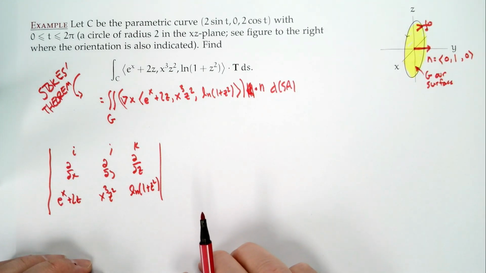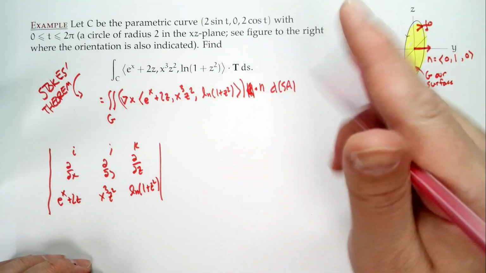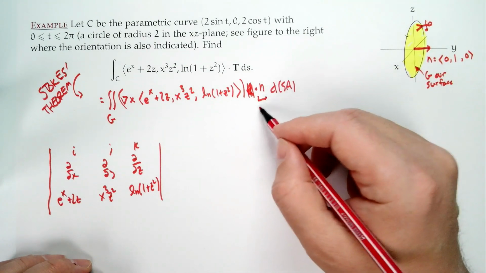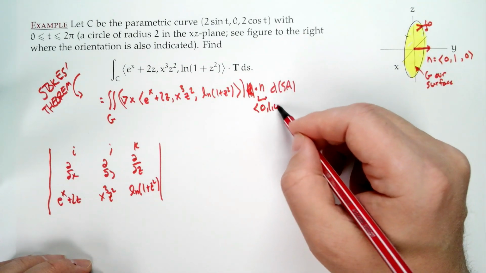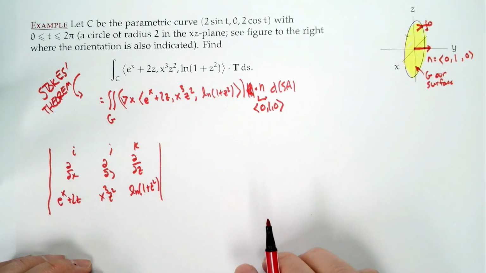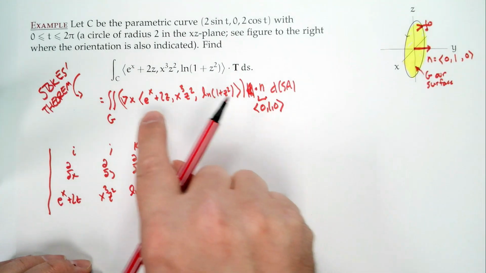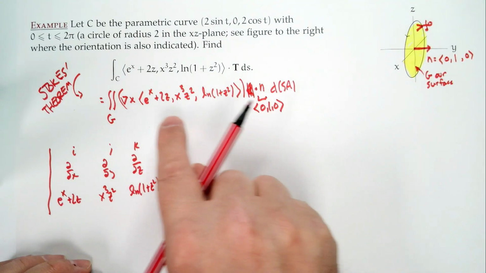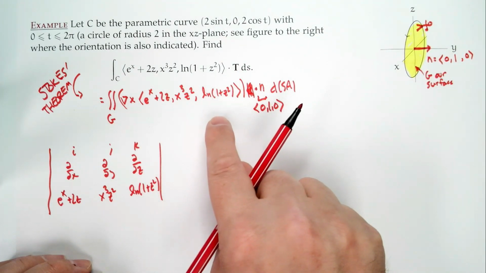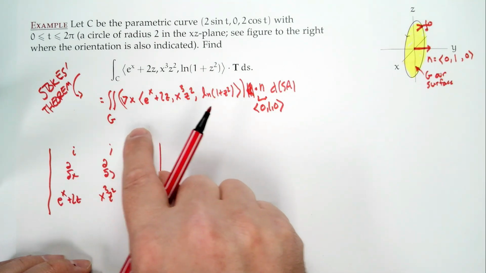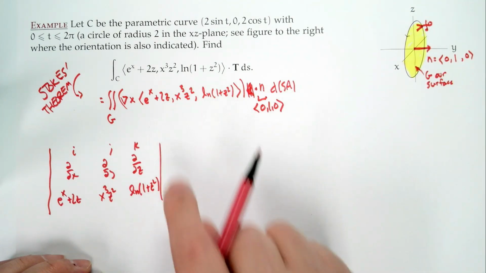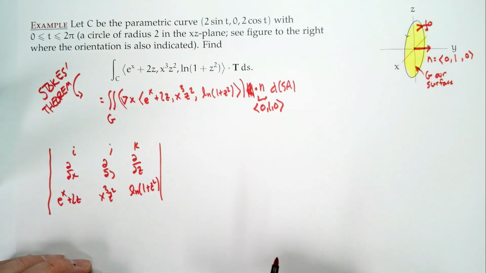Now, we could save ourselves a lot of time and say, you know what, this n, it's not just anything, it's 0, 1, 0. Which tells us I only care about the middle entry, because this curl is going to have 3 entries: the first, middle, last. It doesn't matter what the first entry is, doesn't matter what the last entry is, only what the middle entry is. I won't do that, but you could do that and save yourself some work.